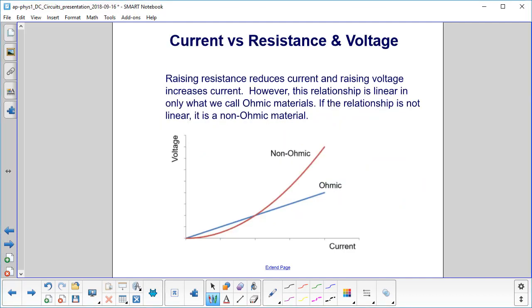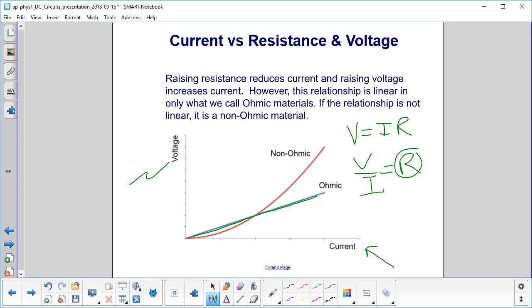Let's go ahead and graph current and voltage and see what we get. Well, we have V equals IR. So if you look at this graph, we have voltage on the y-axis and current on the x-axis. So if we rewrite this a little bit, V over I is equal to R. That also looks like rise over run. So what's the slope of this straight line here in blue? The slope would be the resistance.